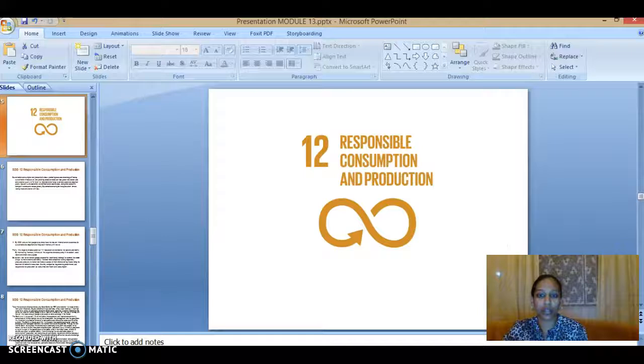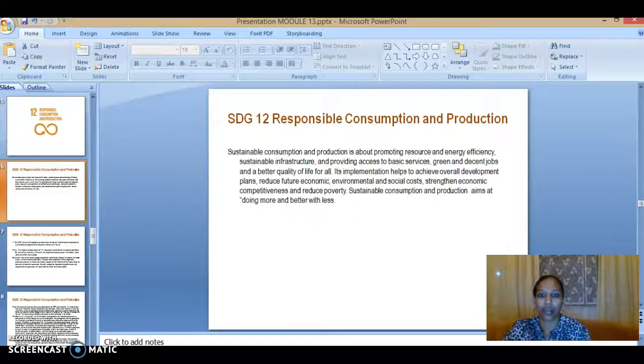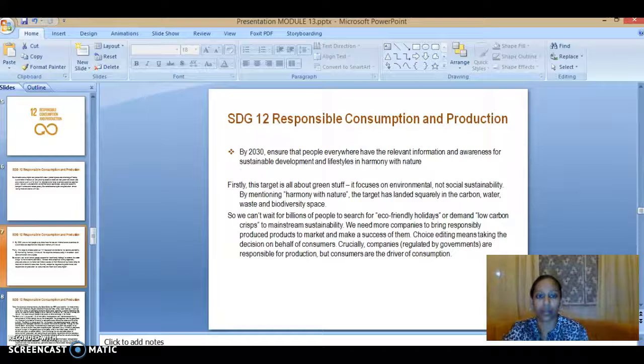SDG 12, Responsible Consumption and Production. This is about promoting resource and energy efficiency, sustainable infrastructure, and providing access to basic services, green and decent jobs, and a better quality of life for all. Its implementation helps to achieve overall development plans, reduce future economic, environmental, and social costs, strengthen economic competitiveness, and reduce poverty. Sustainable consumption and production aims at doing more and better with less.